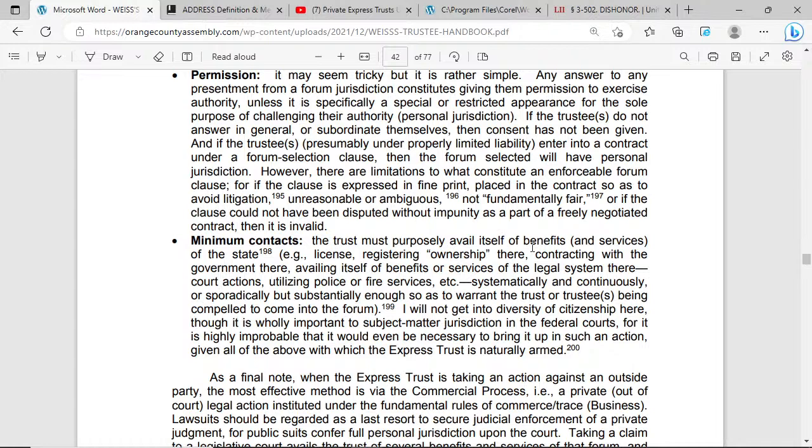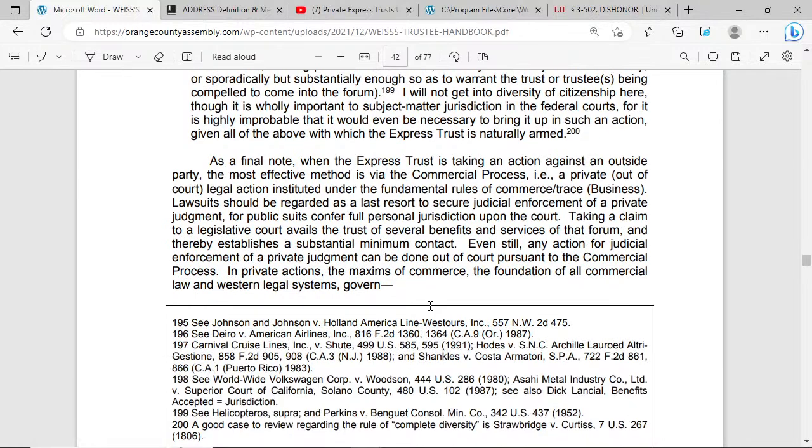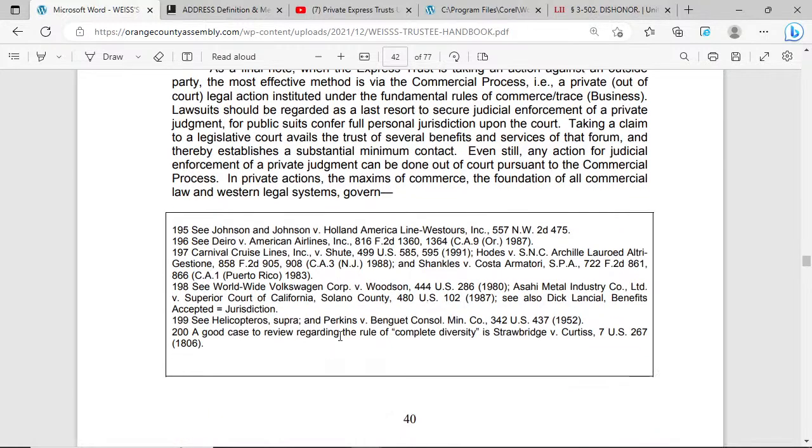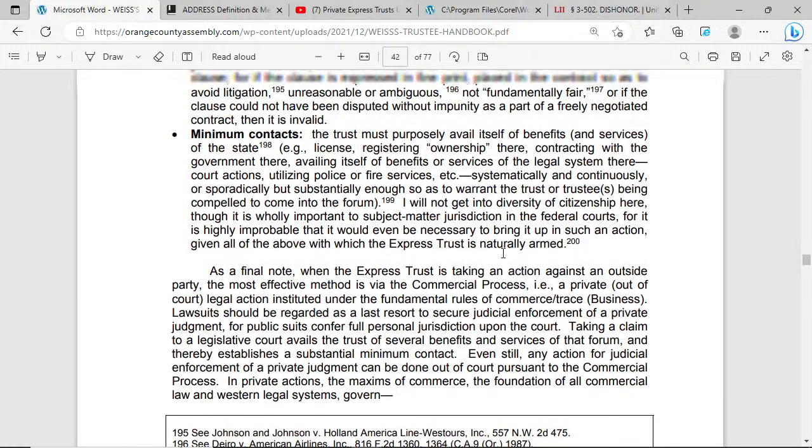The trust must purposely avail itself of benefits and services of the state, just like a United States citizen purposely avails itself to benefits of the government: Social Security, welfare, insurance, licensing, etc. We'll not get into the diversity of citizenship here, though it is wholly important to subject matter jurisdiction in the federal courts, for it is highly improbable that it would even be necessary to bring it up in such an action, given all the above with which the express trust is naturally armed. A good case to review regarding the rule of complete diversity is Strawbridge versus Curtis. We're not going to do that, but you should do that in your spare time.